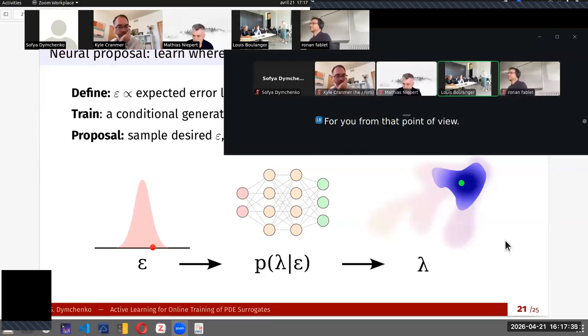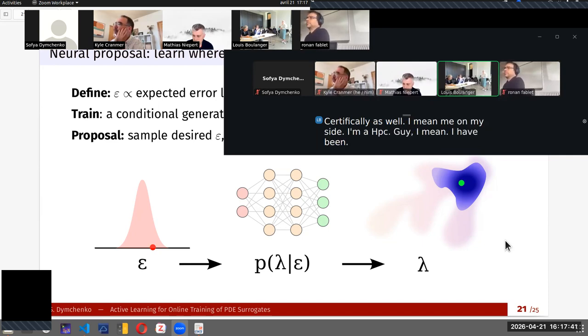Scientifically as well. On my side, I'm an HPC guy. I mean, I have been in neural networks for some years now. I did study neural networks in my PhD actually, but it was a long time ago. Probably.